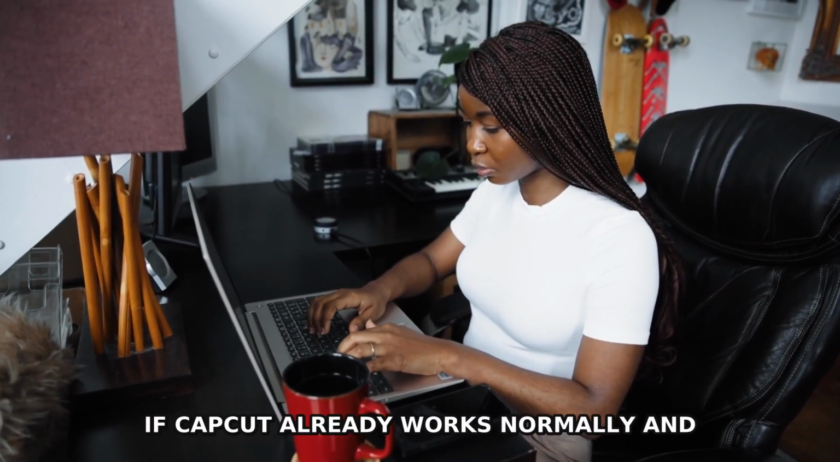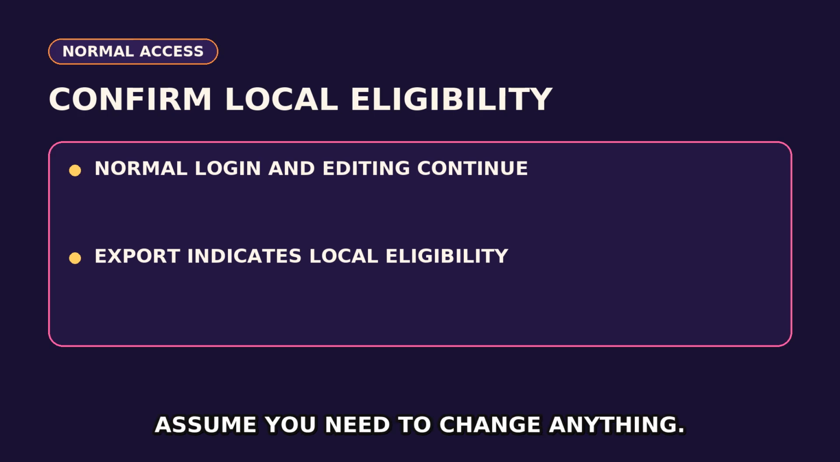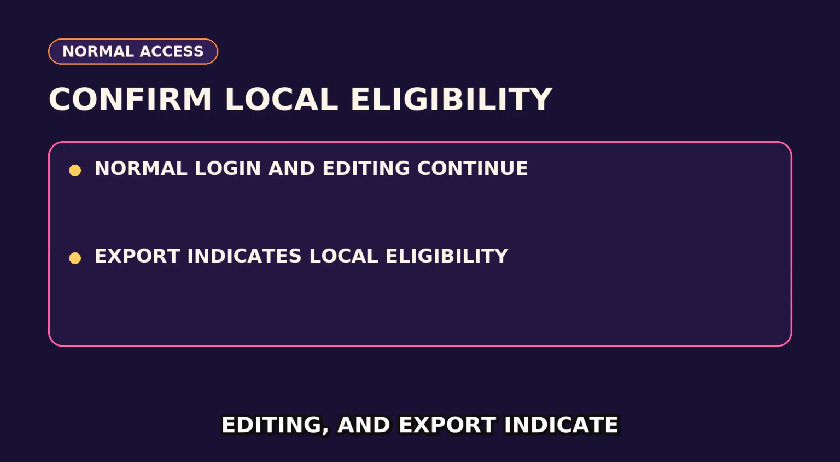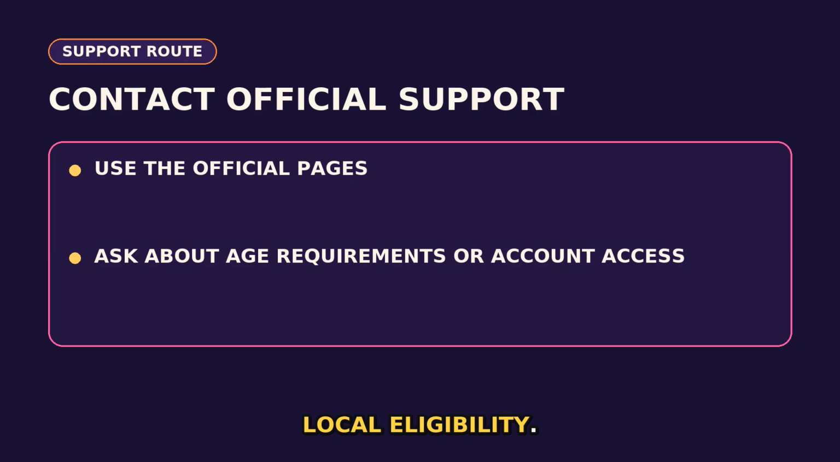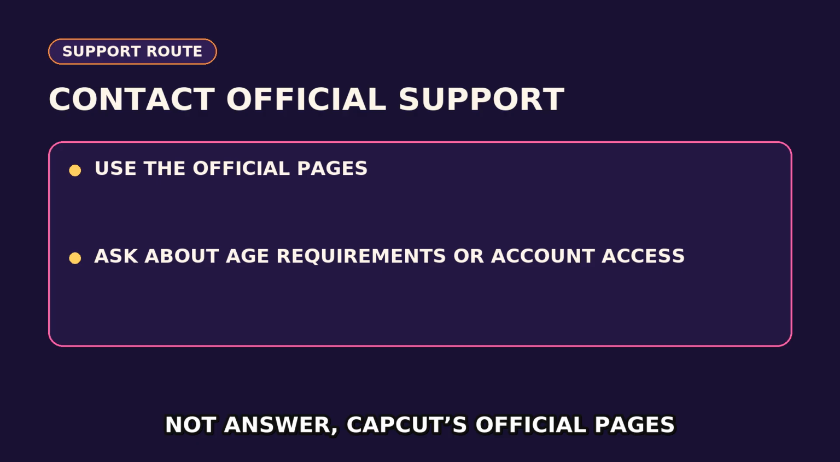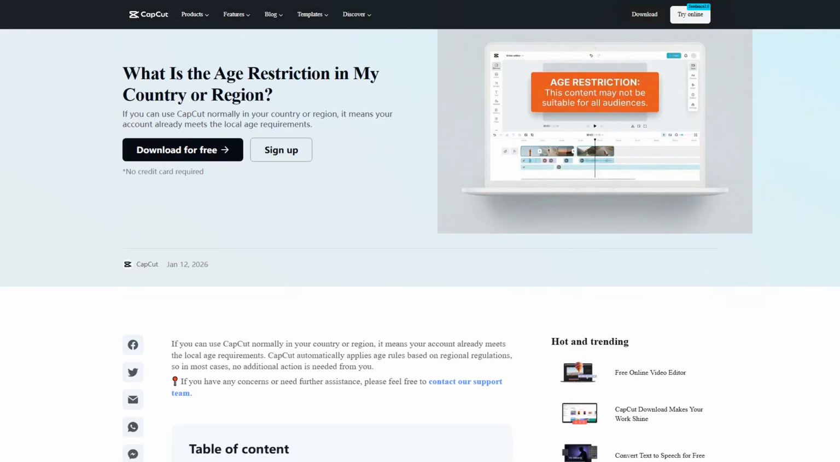If CapCut already works normally and no age warning appears, do not assume you need to change anything. The regional guidance says normal login, editing, and export indicate local eligibility. For questions the in-app instructions do not answer, CapCut's official pages direct users to contact support. Use that official route for further help with age requirements or account access.